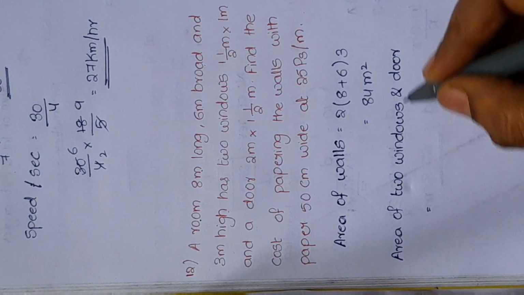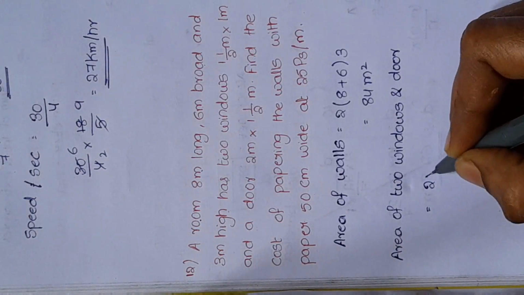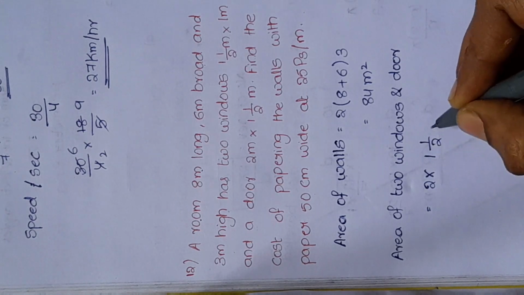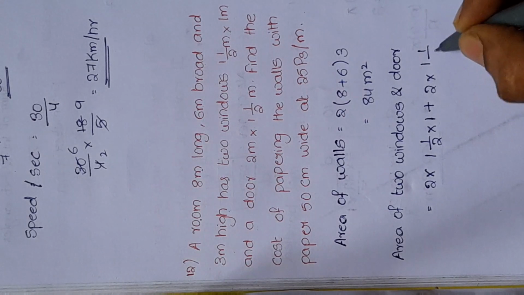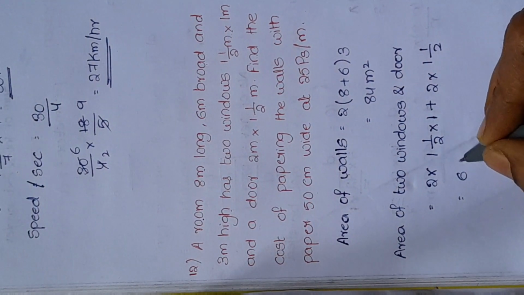Now area of 2 windows and a door is 2 windows, 2 into 1 by 2 into 1, plus door, whose dimensions are 2 into 1 by 2. We get this as 6 meters square.